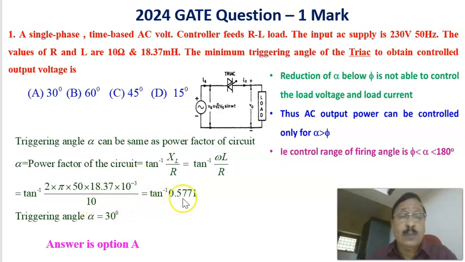We will be getting tan inverse 0.5771, which is actually the power factor angle. The power factor angle is equal to 30 degree, and this is the minimum value of the firing angle. Therefore, the minimum value of the triggering angle is equal to 30 degree, and the answer is option A.